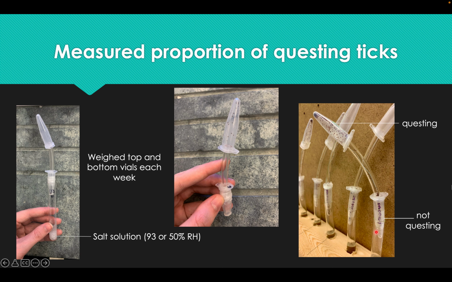Here on the right, we show what it looks like when the ticks are not questing versus when they are questing. So throughout the weeks of the experiment, we measured the proportion of the ticks questing that moved from the bottom vial to the top vial by weighing them.